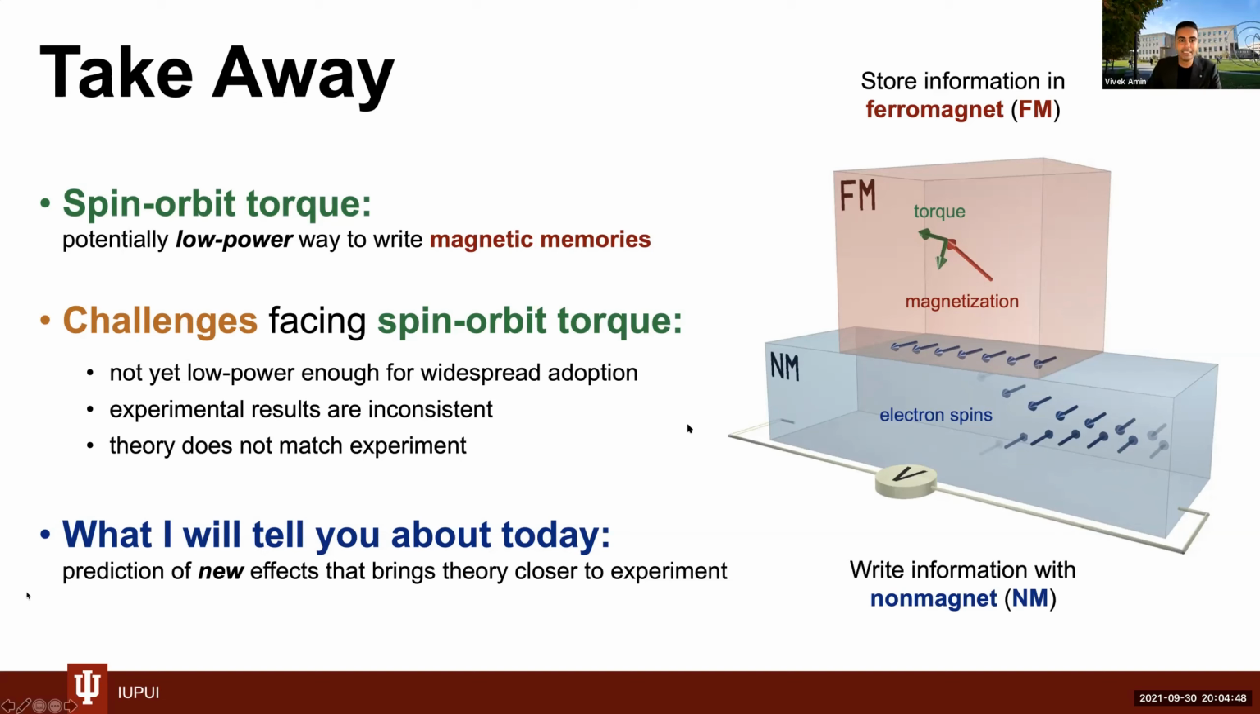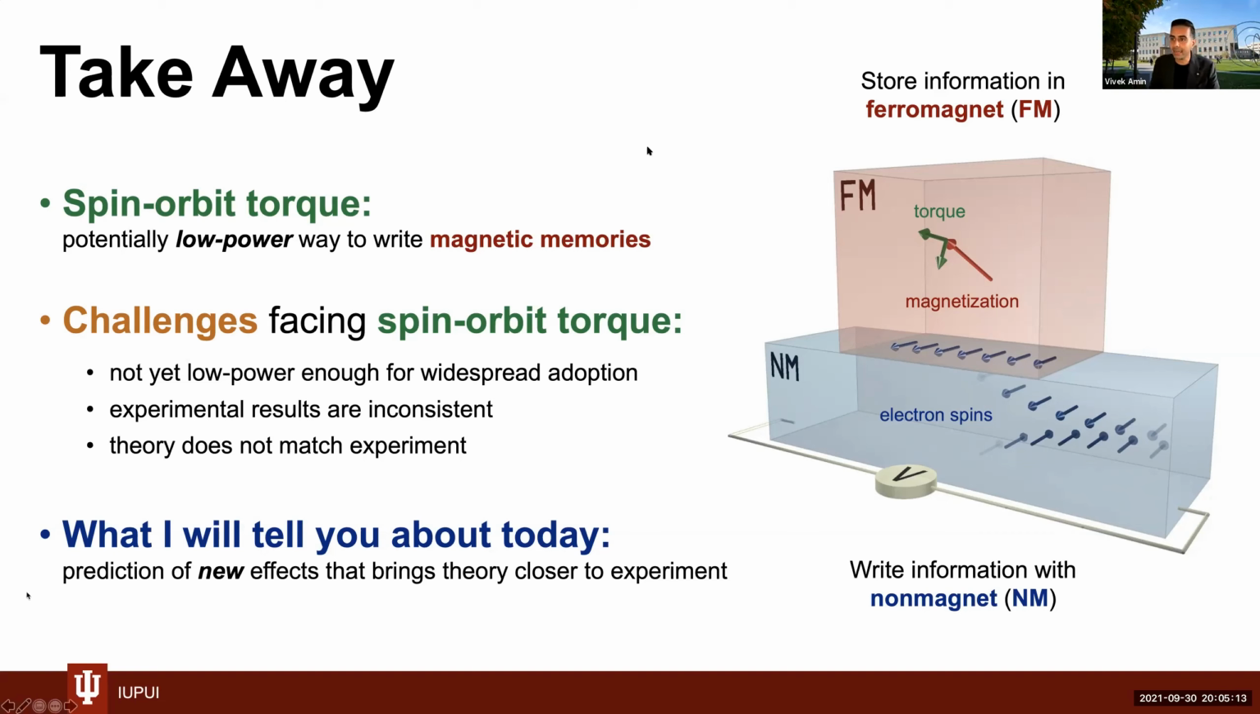But there are several challenges facing spin-orbit torque. First of all, it's not yet low power enough for widespread adoption. Experimental results are often inconsistent and theory does not match experiment. It kind of sounds like maybe we don't know a lot about this, but actually we do. We're still just connecting the dots. So what I'm going to tell you about today is a prediction of new effects that hopefully will bring theory a little bit closer to experiment.